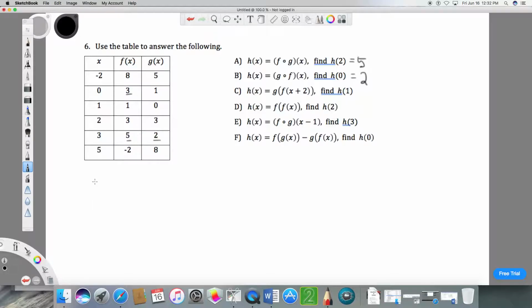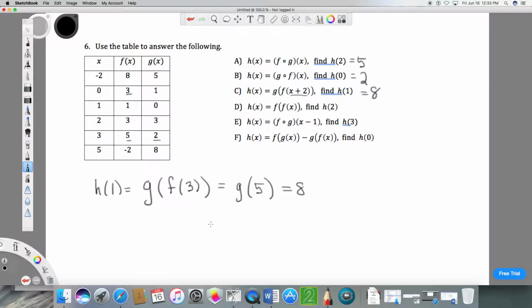Here, h evaluated at 1. Well, h is defined to be, here again, a function composition. g, the f is the input for g, and we're replacing x with 1. So 1 plus 2, now here I can do that arithmetic. 1 plus 2 is 3. So I use the table. What is f evaluated at 3? When x is equal to 3, f is 5. What is g evaluated at 5? g evaluated at 5, well, here's x equals 5. g evaluated at 5 is 8.